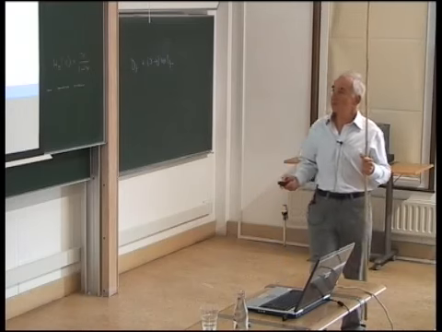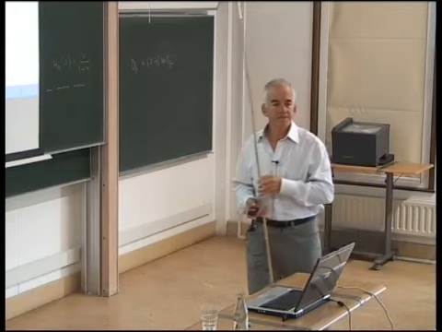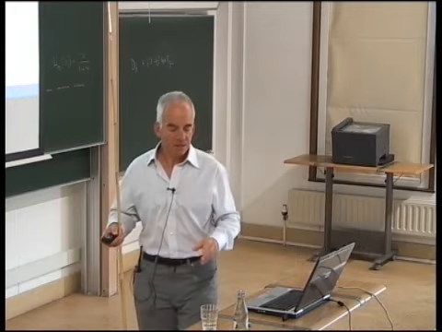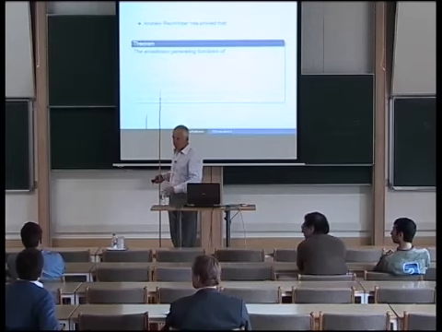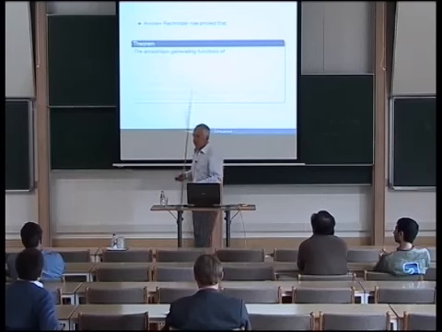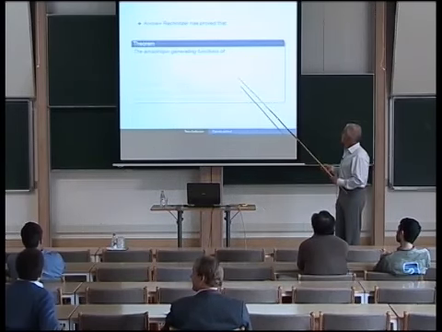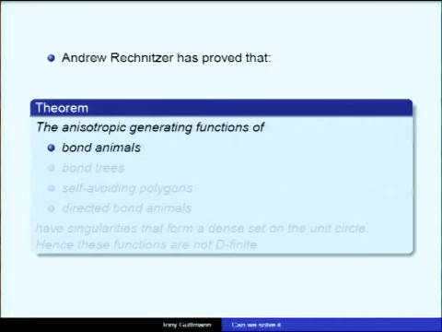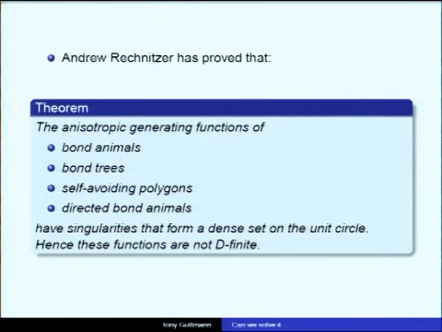But do you have any examples of solvable models where you have more than two, but yet a finite number of cyclotomic polynomials? No, it's either 1, 2, or infinity. That's the observation, yes. So what Andrew Rechnitzer ended up proving is that the anisotropic generating function of bond animals, bond trees, self-avoiding polygons and directed bond animals have singularities that form a dense set on the unit circle, and hence these functions are not d-finite.